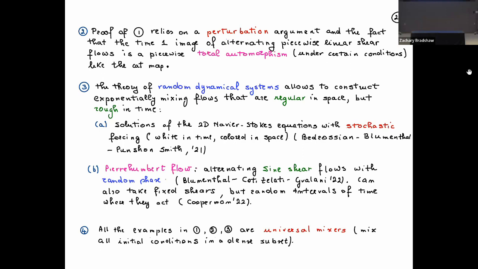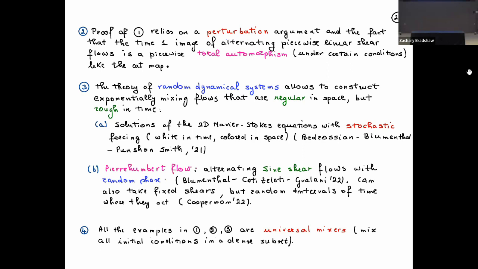You take alternating sine shear flows, so the profile is a sine, but with a random phase shift, and this is exponentially mixing. This was proved last year by Alex, Michele Coti Zelati, and Balani. I have trouble pronouncing his last name. And you can also, and this is very recent work of Cooperman as well, take fixed shears, but at random intervals of time.